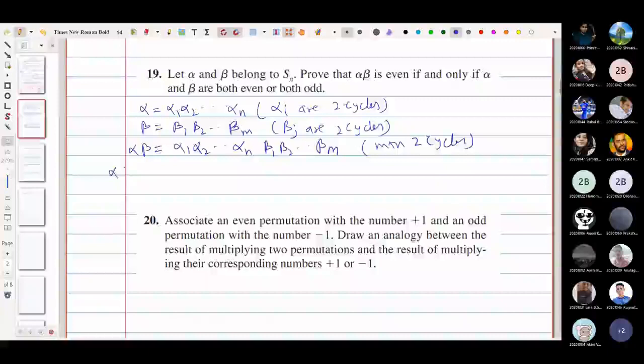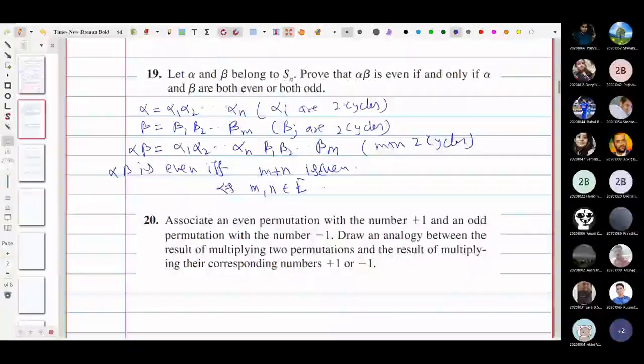So alpha times beta is even if and only if m plus n is even. And this holds because the sum of two integers, in fact natural numbers, is even if and only if m and n are both even, or m and n are both odd. Fine. So this is what we were supposed to prove.